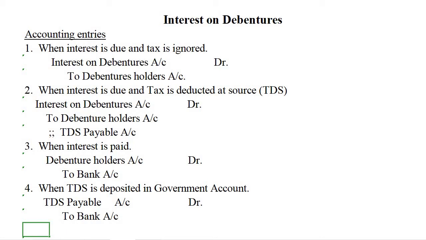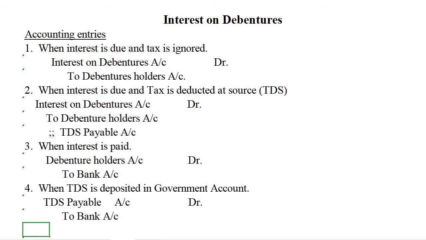And after that, at the end of the year, we will prepare profit and loss account. The profit and loss account of a company is called the statement of profit and loss. And in that statement of profit and loss, this will be shown as an expense under the head finance cost. There will be various headings in the statement of profit and loss that we will study at the time when we will be discussing financial statements of a company.